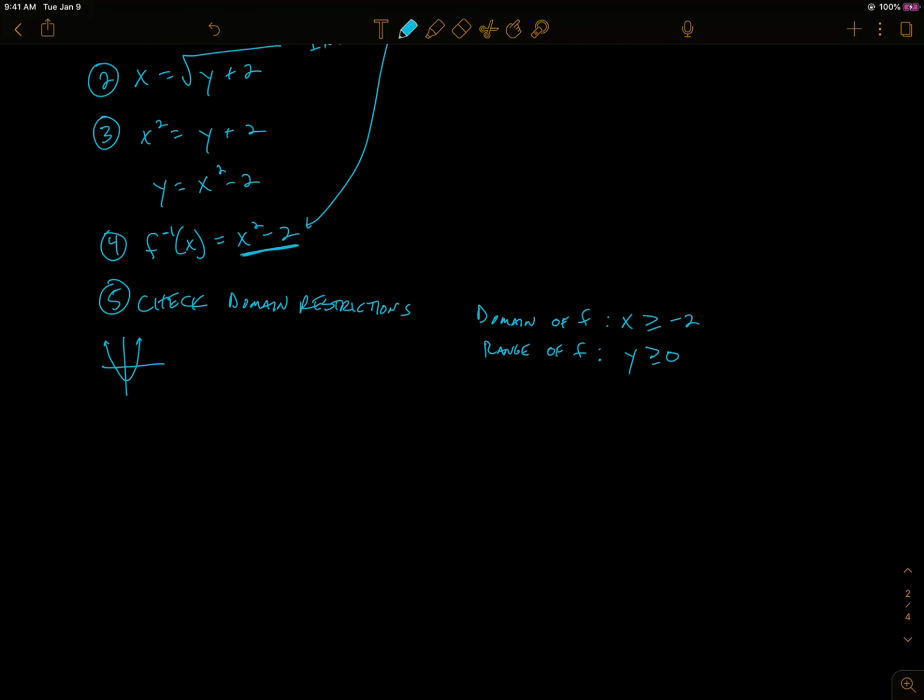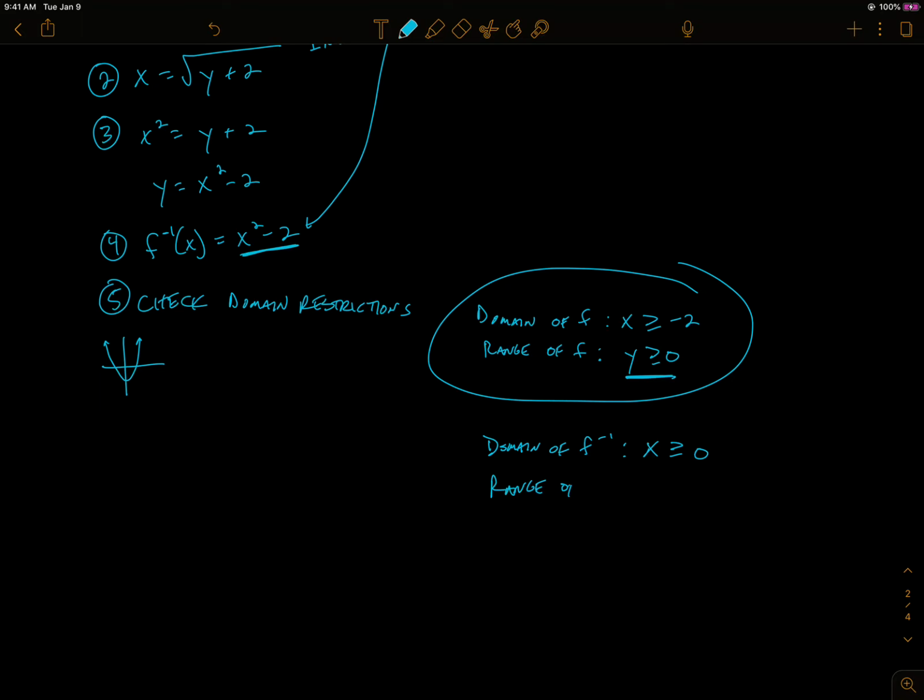So the definition of an inverse is to just switch the domain and the range. So just looking purely at this, that means that the domain of f inverse is going to be the range of f. So now it's a domain, so now it's x's. I'm going to take this y is bigger than or equal to 0 and say x is bigger than or equal to 0. And the range of f inverse is going to be the domain of f. So now it's y is bigger than or equal to -2.